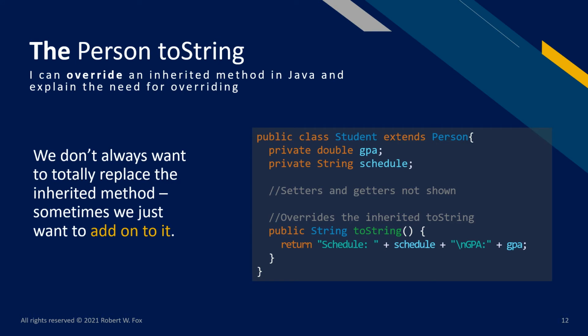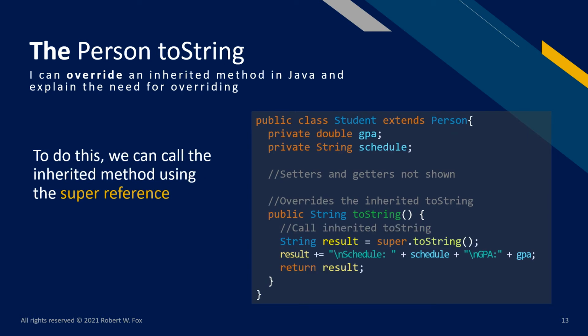When we're overriding methods, we don't always want to totally replace the inherited method. Sometimes we just want to add on to it. For example, in our student subclass, we overrode the toString method because we wanted the specific information of the schedule and the GPA to show up. But that doesn't mean we don't want the information we had previously, which was the name and date of birth. And so we need to figure out how to get both of those together without having to duplicate a bunch of code.